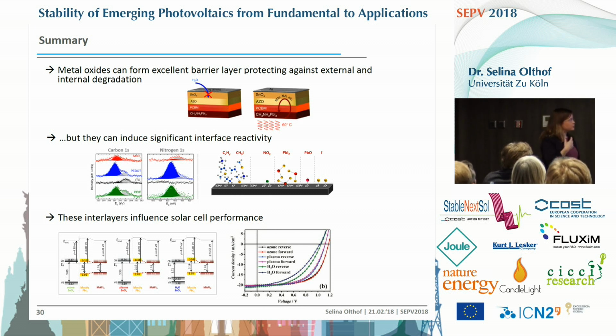And this is probably the reason why you never saw a proper device made on ITO or molybdenum oxide, because you just have these very strong reactions. And it seems only to be possible to make devices on layers that form the lead iodide interlayer. And this is tin oxide, titanium oxide, and probably also nickel oxide.